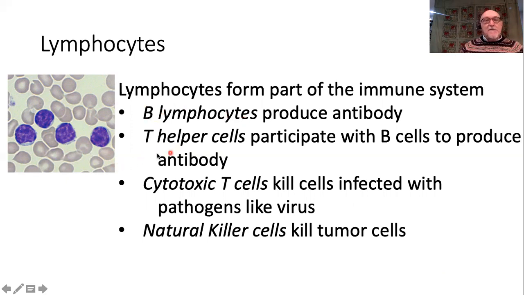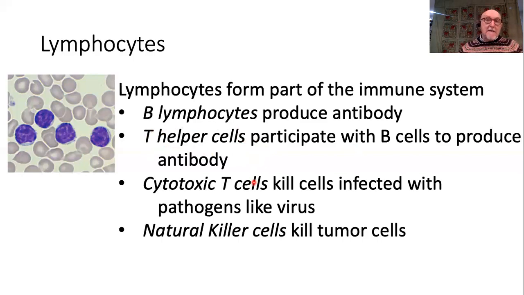There's another kind of lymphocyte called a T helper cell. T helper cells interact with B cells to help get them to produce antibody. And T helper cells you may have heard of, because T helper cells are one of the cells that is very badly affected by HIV, human immunodeficiency virus. T helper cells are the cells which are primarily attacked by HIV, and the loss of T helper cells ends up impairing the immune system.